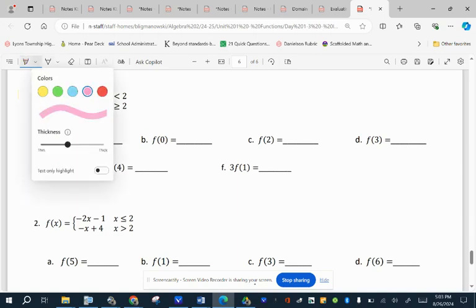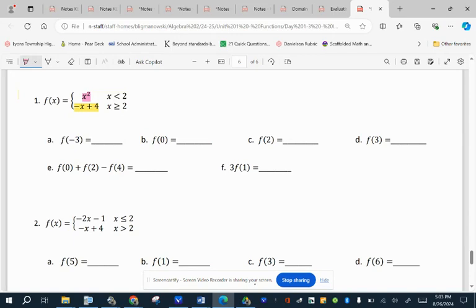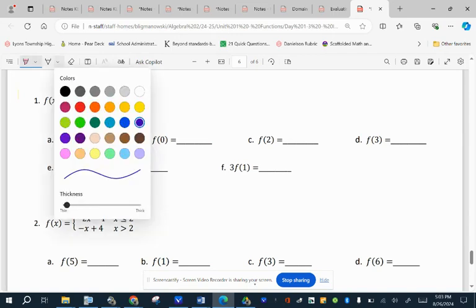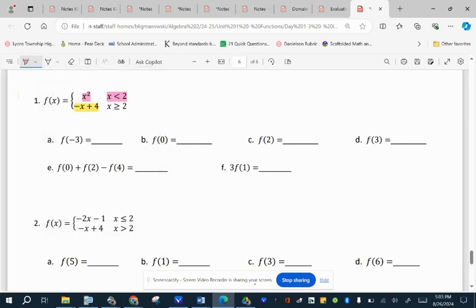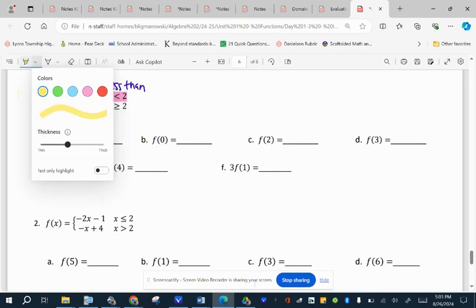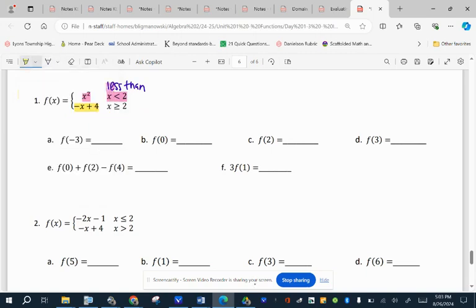Now I'm going to graph x squared when x is less than 2. So this symbol says less than. And this equation we will graph when x is greater than or equal to 2.